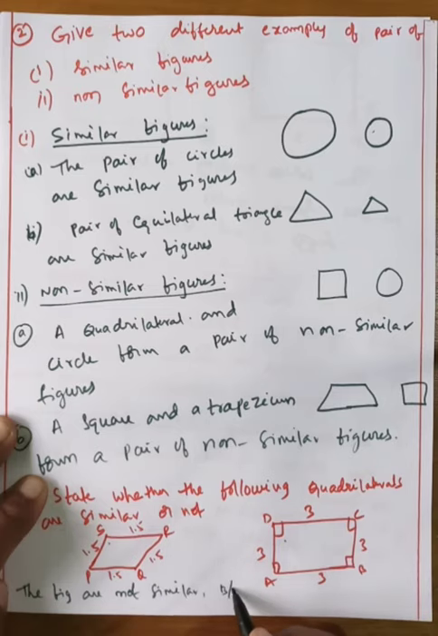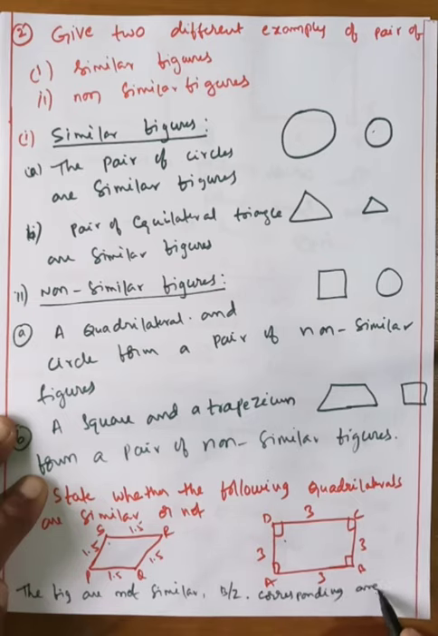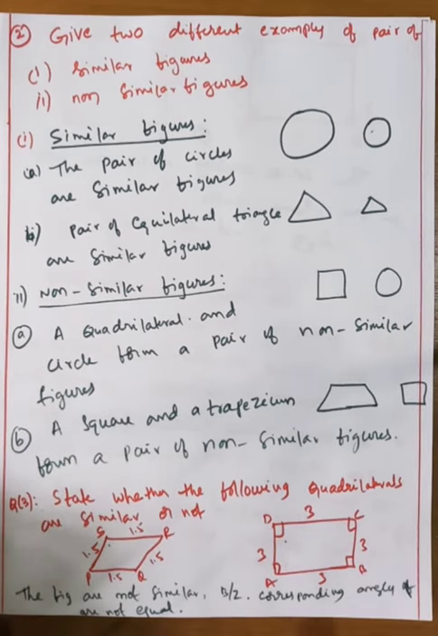because their corresponding angles are not equal. Corresponding angles are not equal. Therefore, those figures are not similar. Okay, my dear students, this is very, very important.